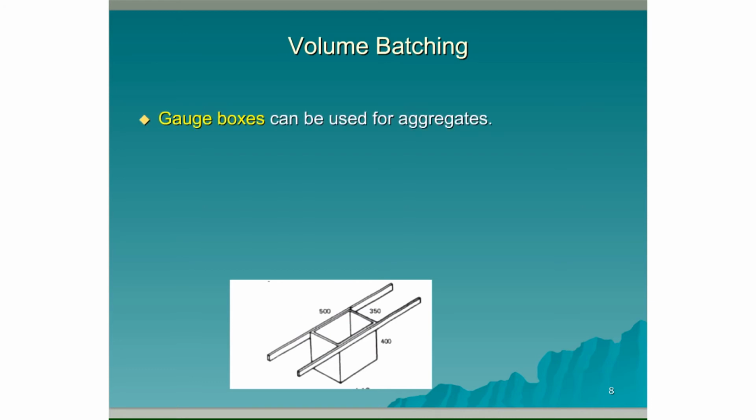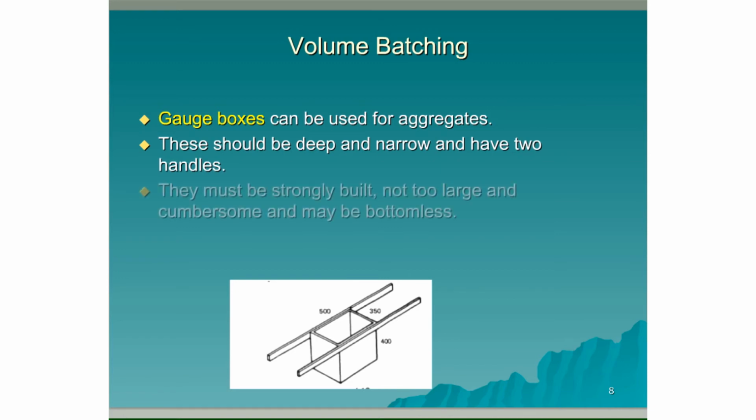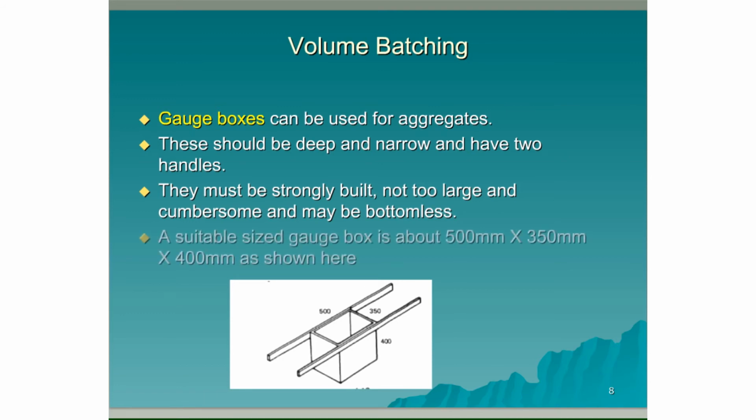Gauge boxes can be used for aggregates. These should be deep and narrow and have 2 handles. They must be strongly built, not too large and cumbersome, and may be bottomless. A suitable sized gauge box is about 500 by 350 by 400 millimeters, as shown in the diagram below.